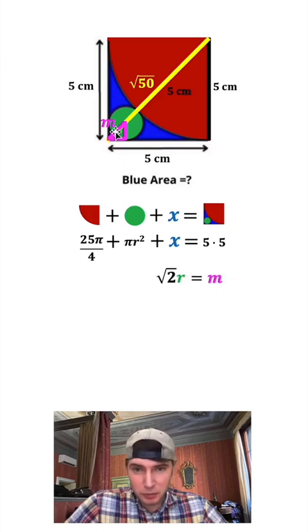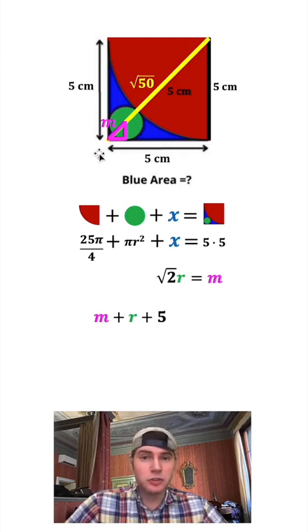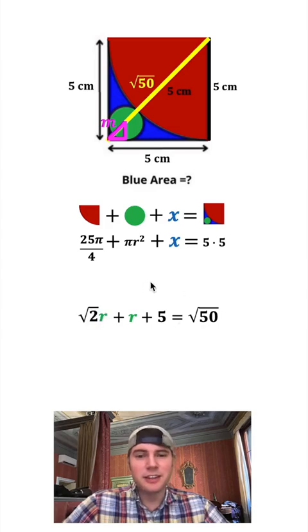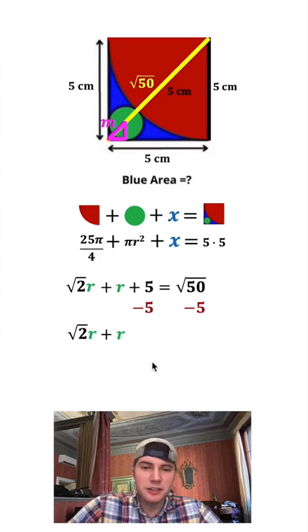So we know that this pink m plus the green r plus 5 has to be equal to this whole yellow line, which is root 50. I know that m is equal to root 2r, so I'm going to substitute in the place of this m a root 2r. Let's get rid of this now and drag this up. We can subtract 5 from both sides, and we get this is equal to this.